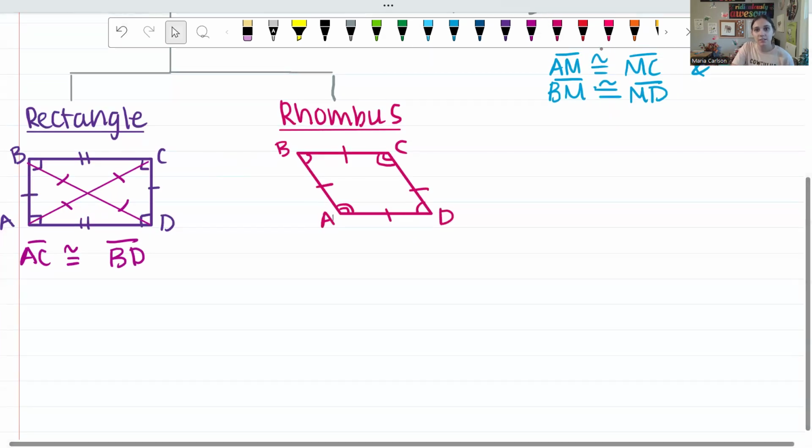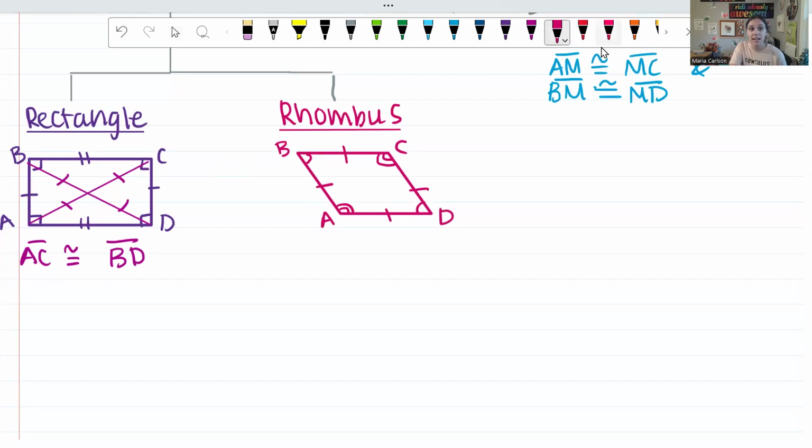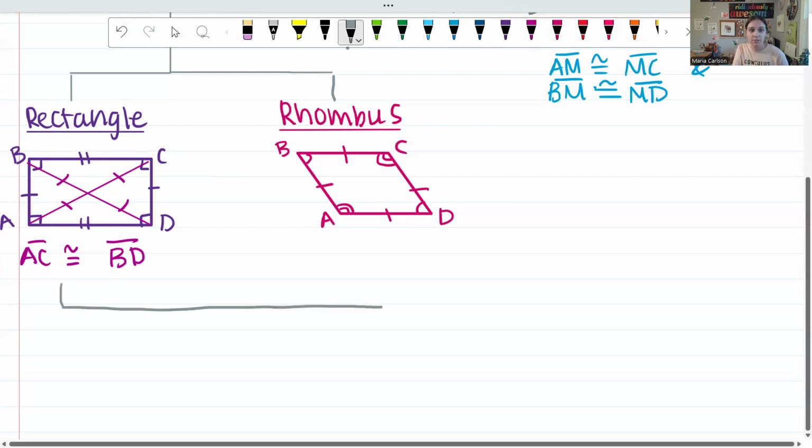And then if you have a shape that's both a rhombus and a rectangle, then that shape is a square. So these two shapes come together. Let's see how this looks. Not amazing, but that's okay. They come together to make a square.